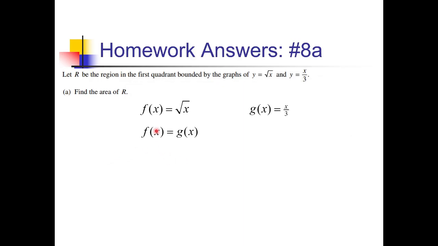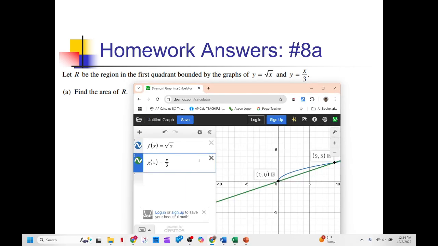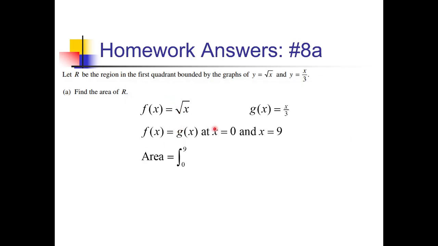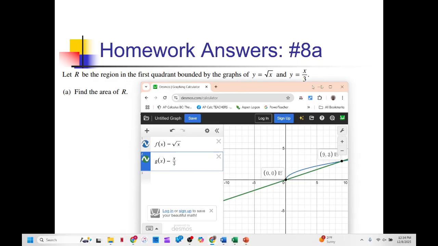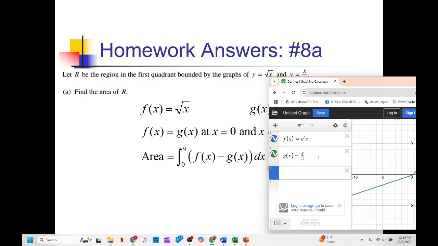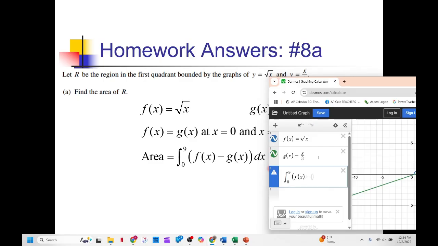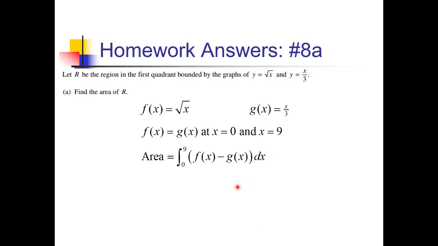So here we'll do f of x equals g of x. I'm showing on paper here that these equal each other. They intersect at 0 and 9. So those will be my limits of integration. So we'll be doing the integral from 0 to 9 of, and the top function was the square root function, so we're going to have f of x minus g of x dx. And let's just plug that in the calculator now. So let's do integral 0 to 9, parentheses, f of x minus g of x, close parentheses, dx, comes out to exactly 4.5.